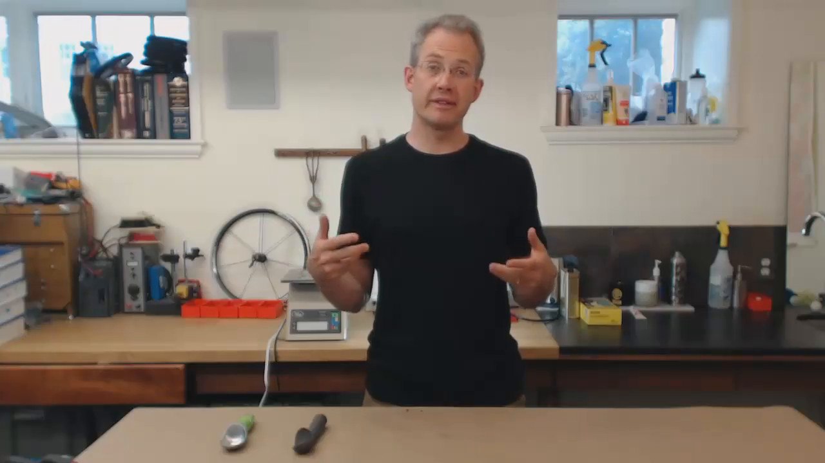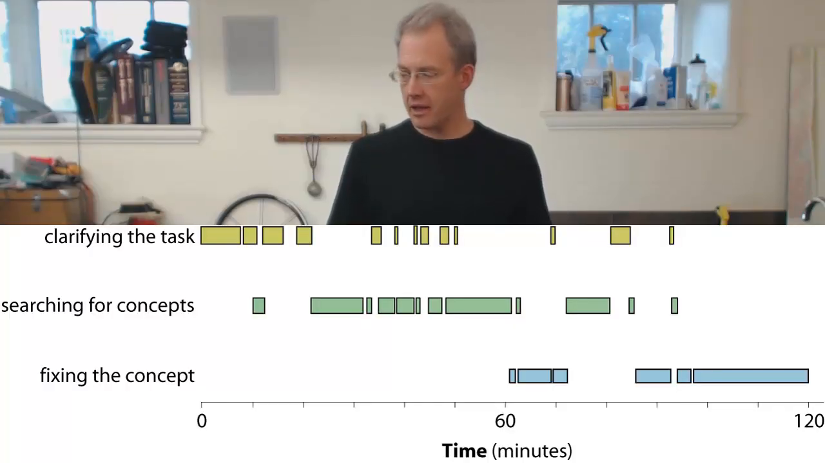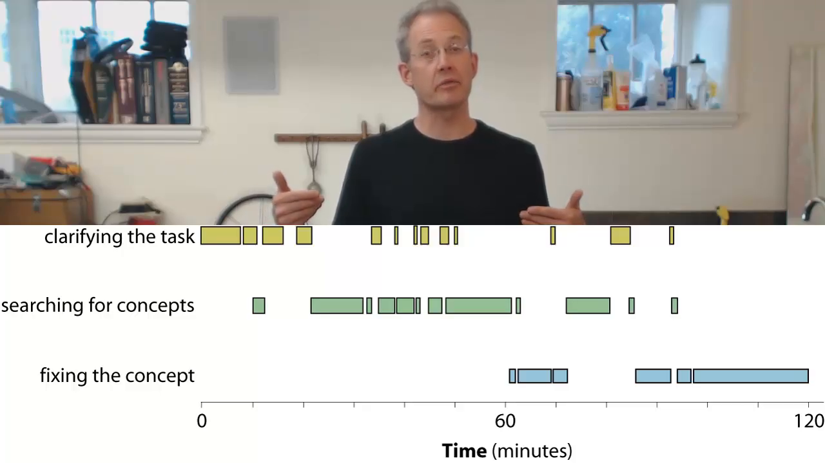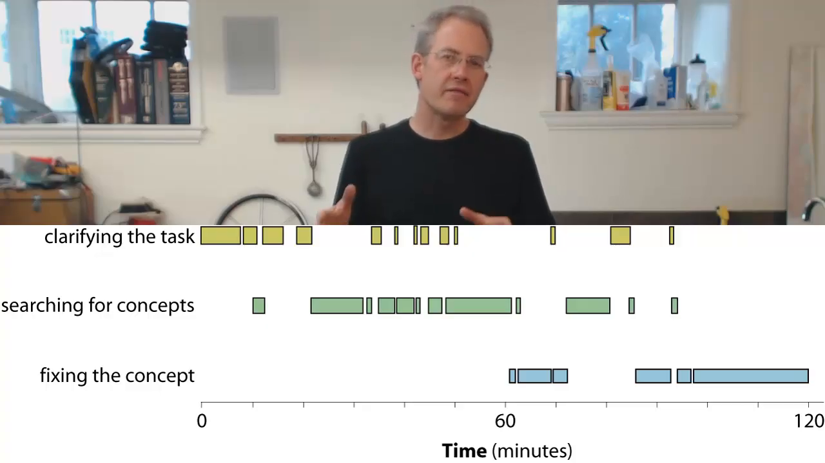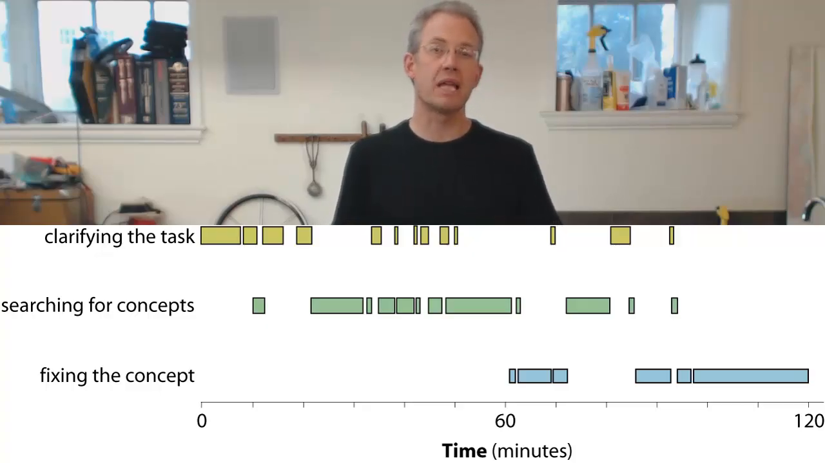In fact, I'm going to show you a little data here that illustrates one of the ways in which design is fundamentally iterative. This is some data collected by Gunther that takes the activities of a group of designers over a 2-hour period and divides them into 3 categories. These categories correspond roughly to our 3 steps in the design process: defining the problem or clarifying the task, exploring, searching for alternatives, and lastly, fixing the solution or selecting the plan.